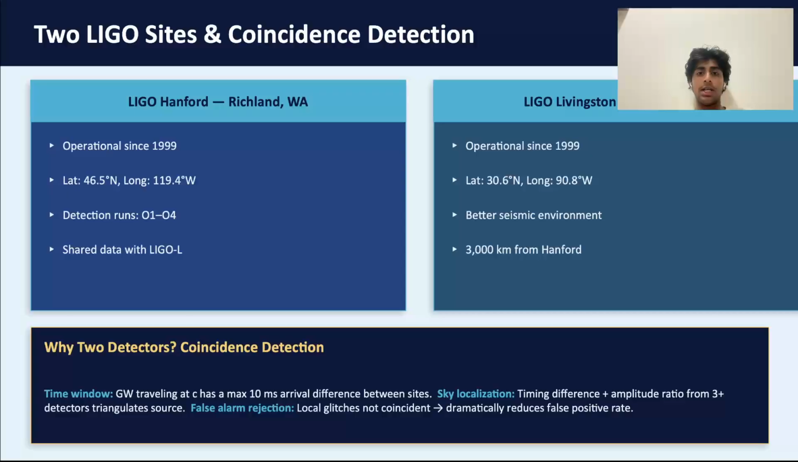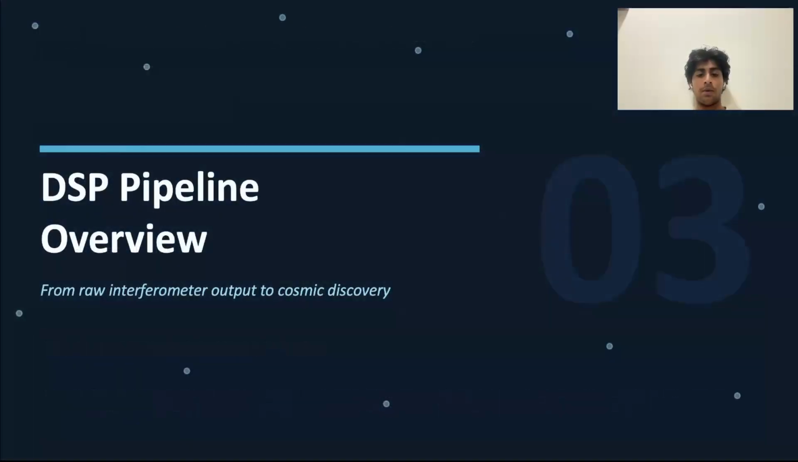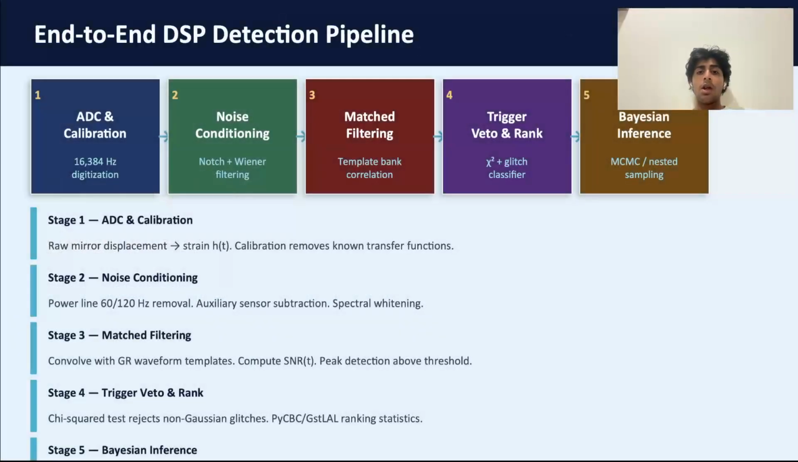Now we'll get into the DSP aspect of it, where signal processing comes into the picture. There are five stages that stand between a photon hitting the detector and a paper in Physical Review Letters. Stage one is ADC and calibration. The photodetector output is sampled at 16,384 hertz, which is nothing but 16 kilohertz.